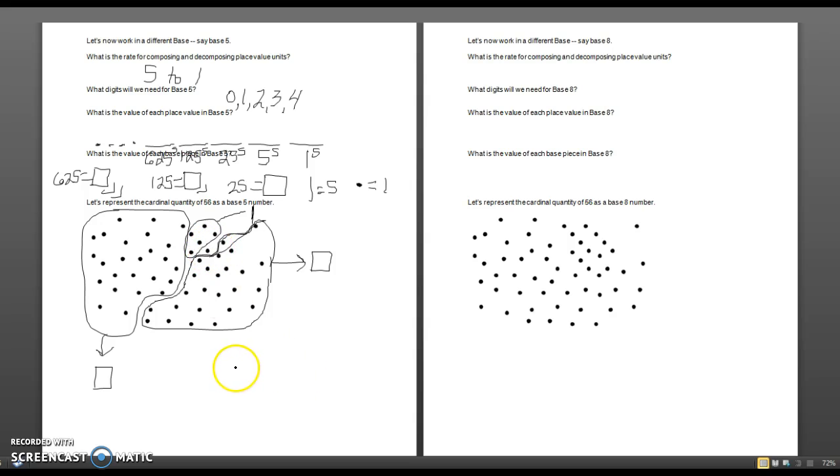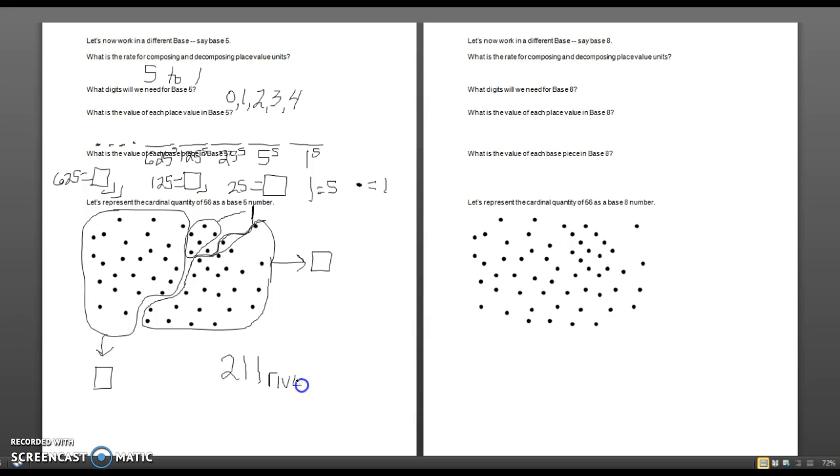Okay? So when I am writing down this number, what I need to say is, hey, I have 2 flats. I have one group of 5. And I have one baby. Now, this looks like 211, right? That's if I am working in base 10, but we're not. So the right way to say this is 2, 1, 1.